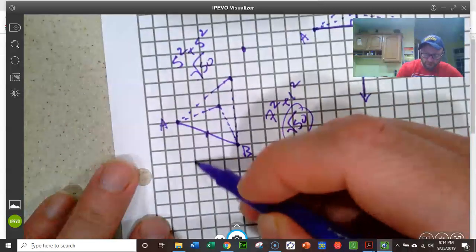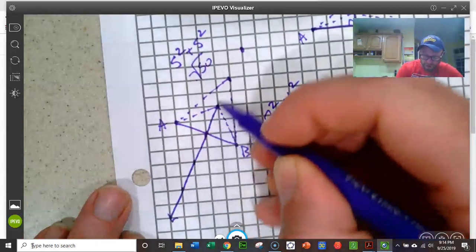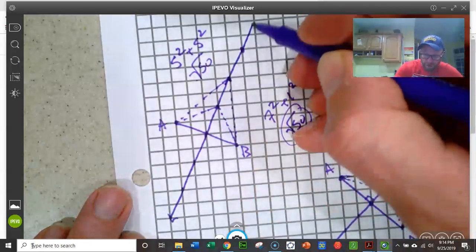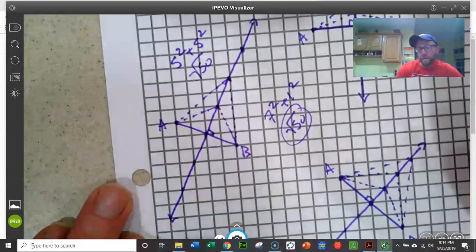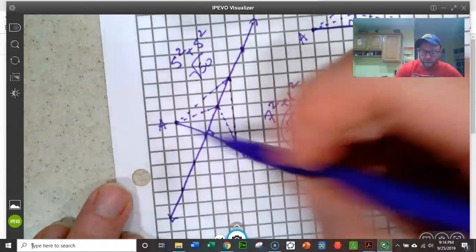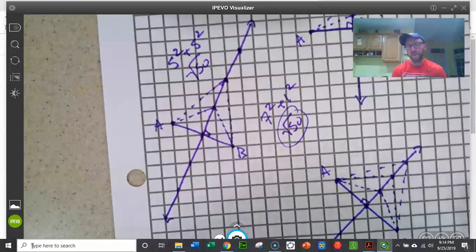And I can find some more points. Here's 1, here's 1, here's 1. And again, it's that line of points. It's perpendicular, meets at a right angle, and cuts through the midpoint of that original segment. So it's a bisector, a perpendicular bisector.